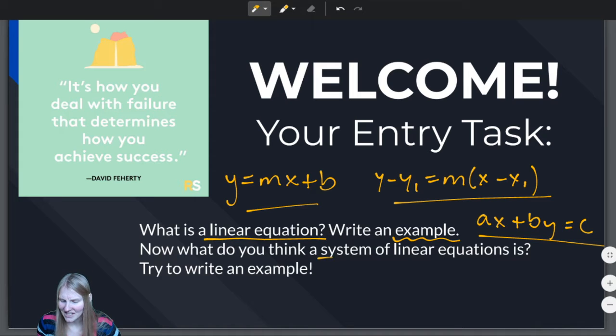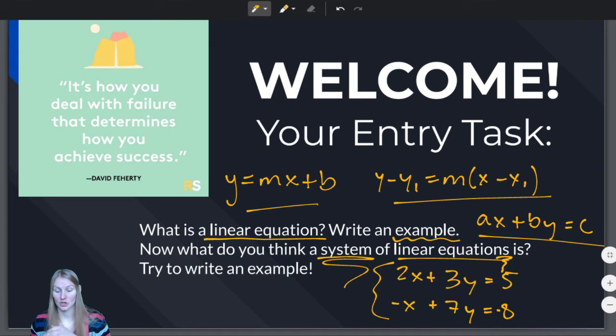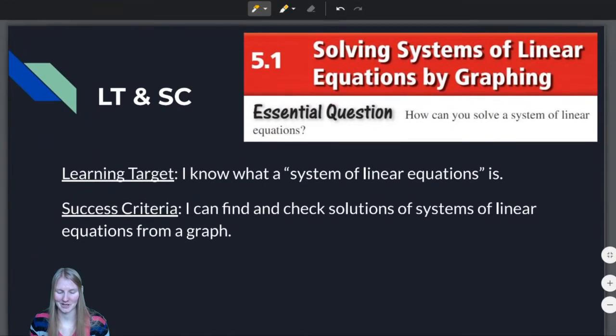But now, what is a system of linear equations? Equations, plural. Well, maybe you could have guessed something like, linear equations plural, so maybe I should have 2, 3 equations together, and that makes a system? Or maybe you were just completely confused and you were like, I have no idea. Either way, this is what Chapter 5 is all about. It's about systems of linear equations. So, if you weren't able to write an example, that's okay, but at least you got yourself thinking about what a system of linear equations is. So, that is what we are going to be talking about in Chapter 5.